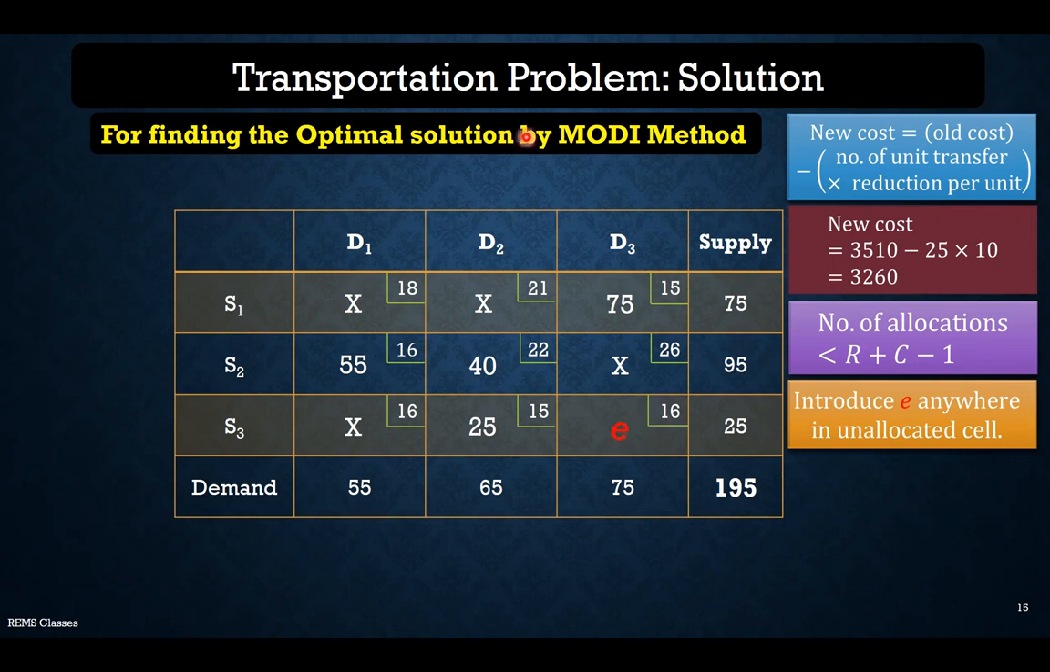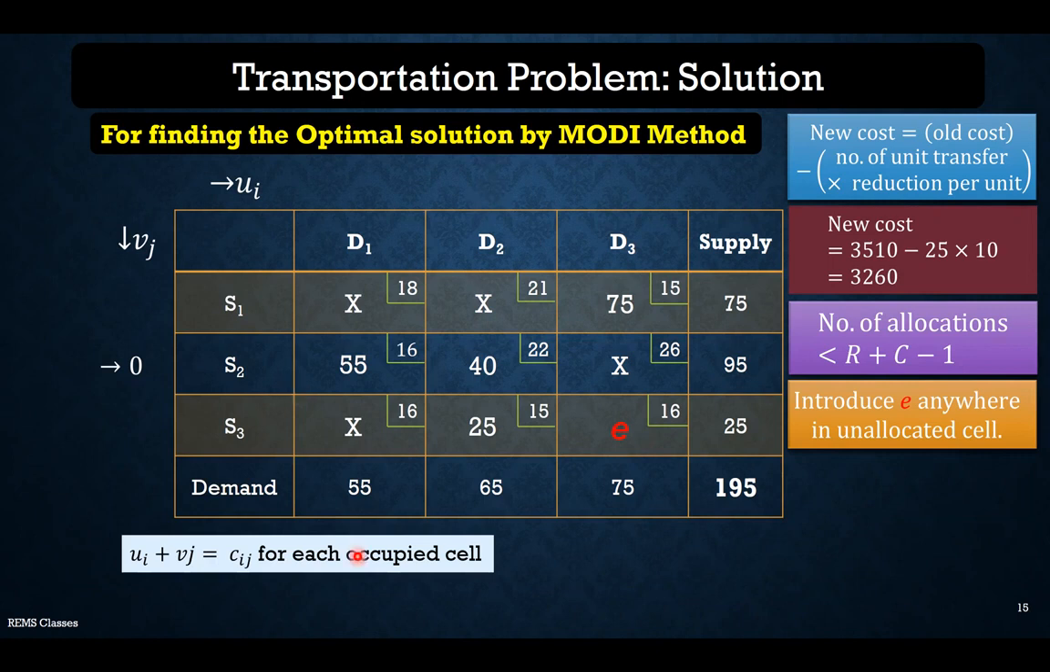In the same way, we are going to find the values of dual variables, that is ui and vj, for this particular cost matrix. We start by assigning 0 from this cell. If it is 0, we will make use of this particular formula, and then this will be 16, and this will be equal to 22.